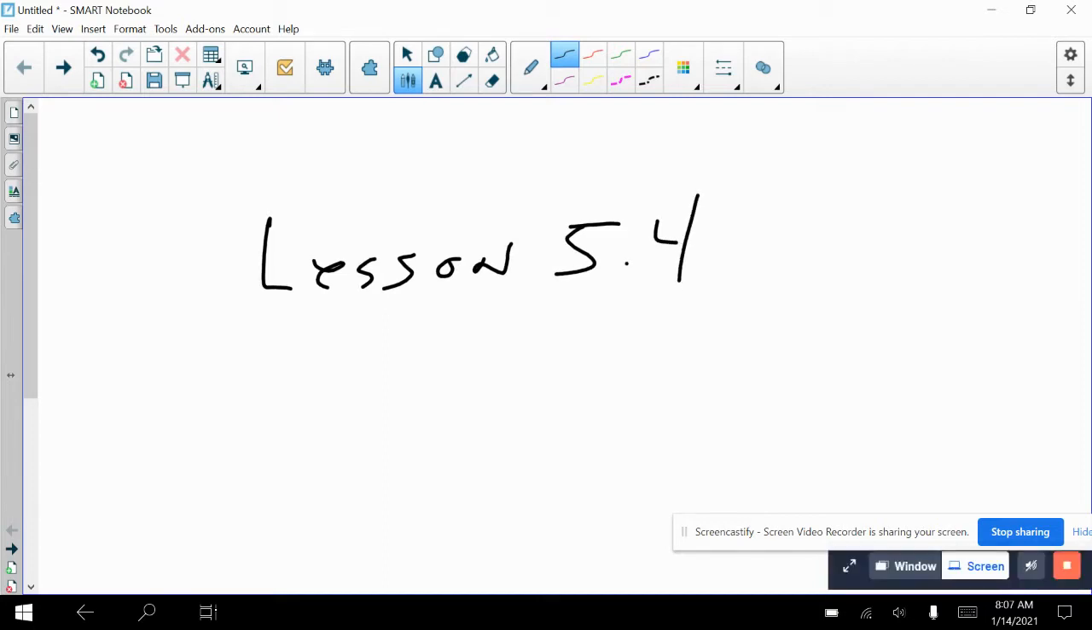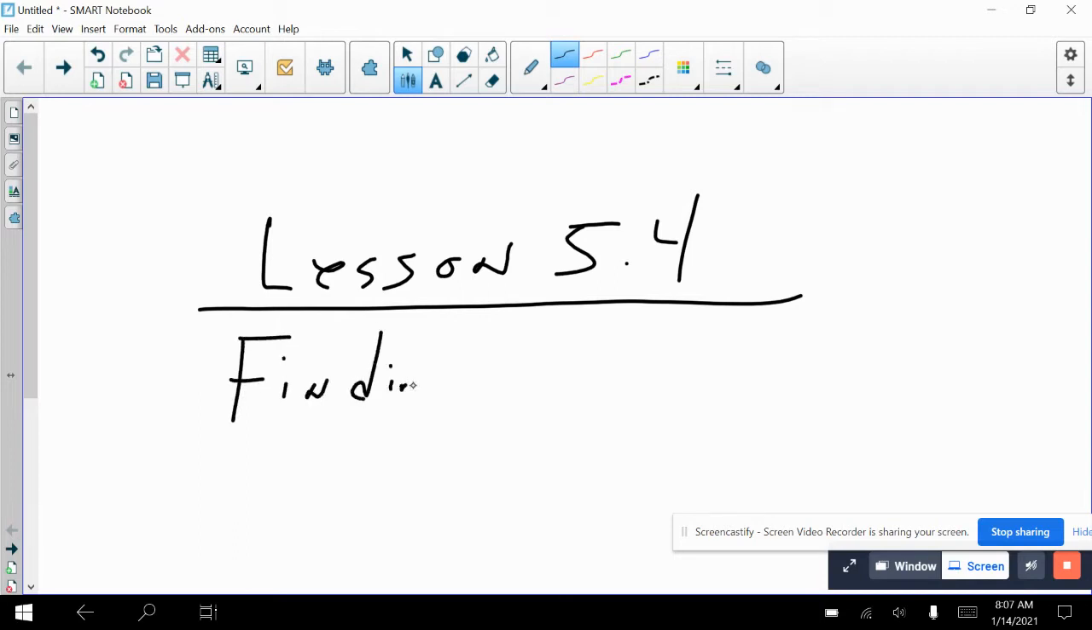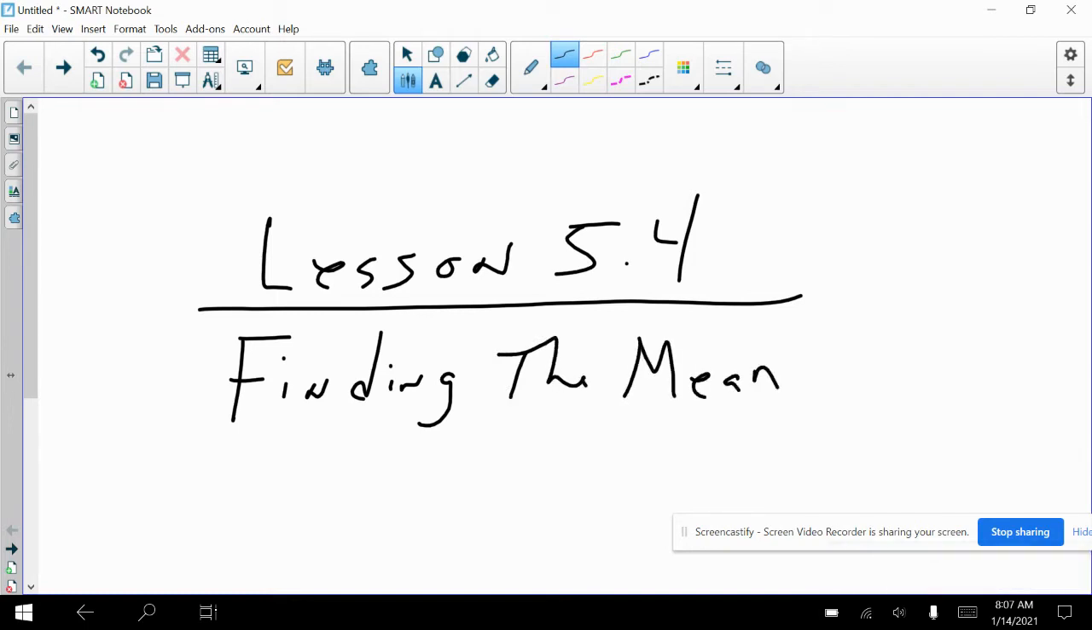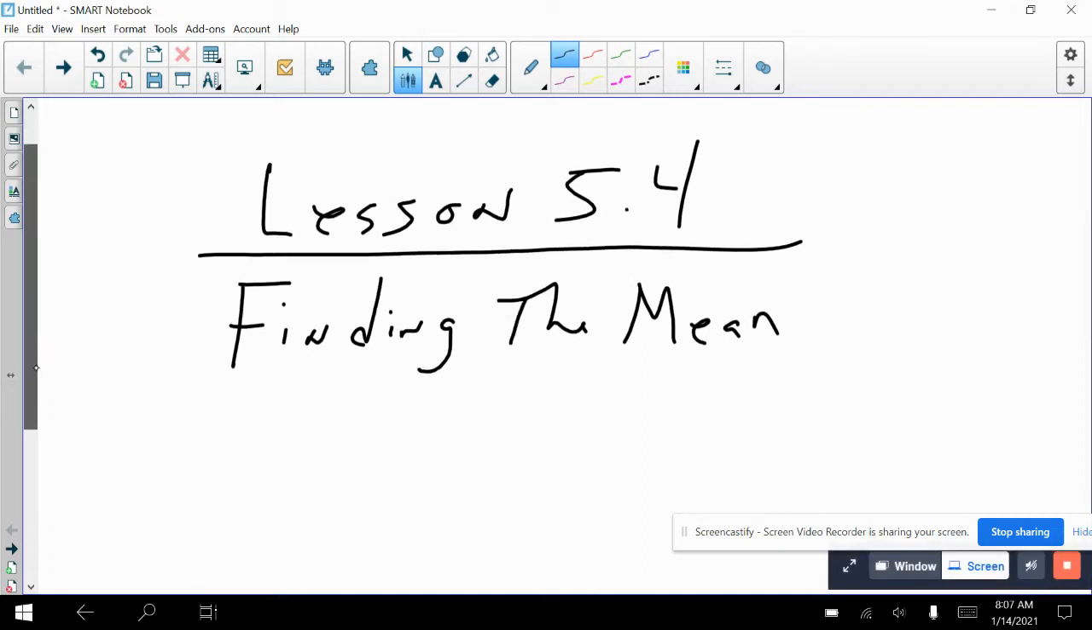All right, today, almost done with the chapter here. Lesson 5-4. We're going to be finding the mean. Familiar with it? Yes? Yeah? No? Okay. Another word for mean. Anybody know another word for mean in the math world?